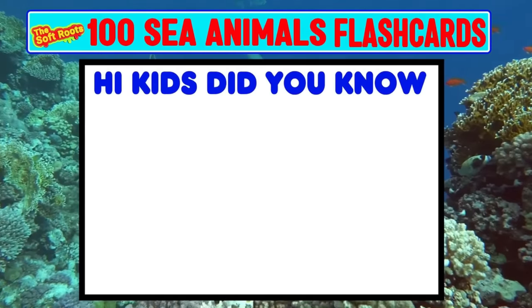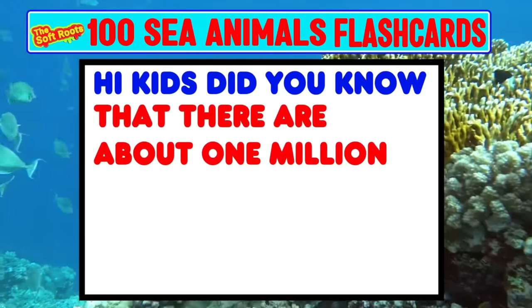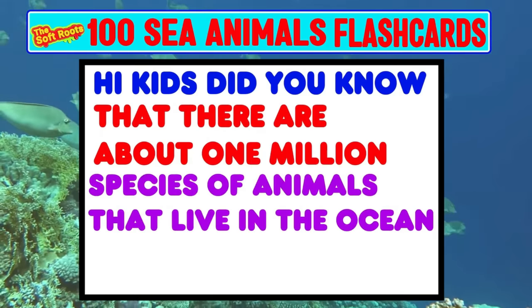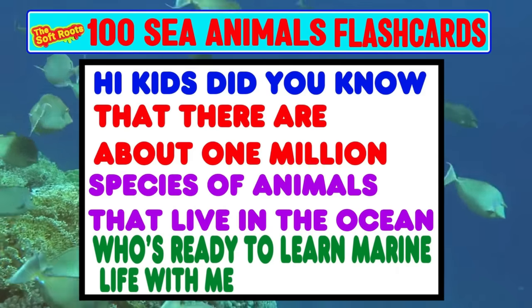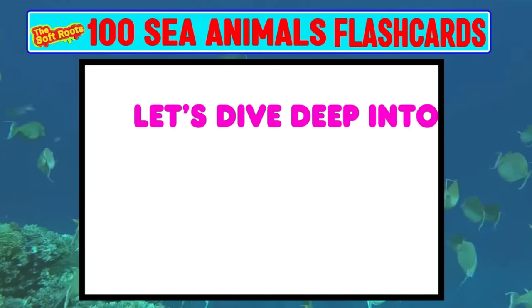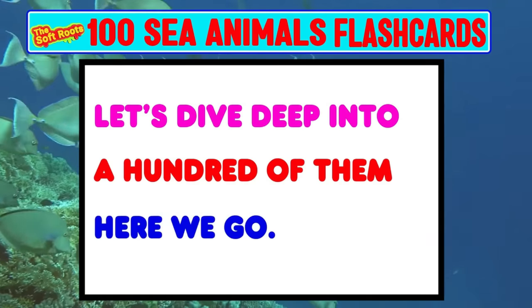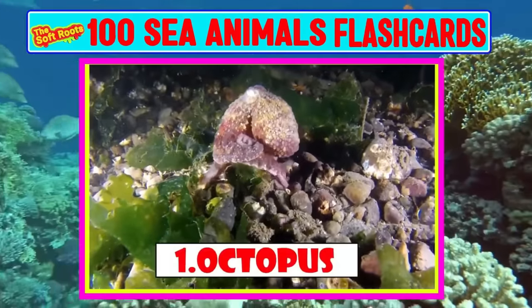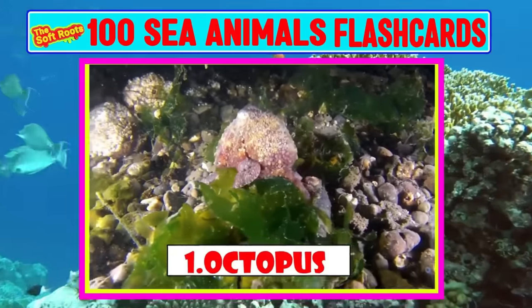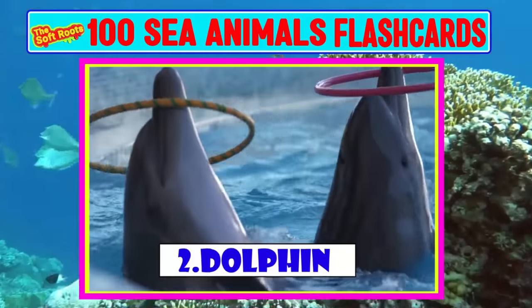100 sea animals flashcards. Hi kids, did you know that there are about 1 million species of animals that live in the ocean? Who's ready to learn marine life with me? Let's dive deep into 100 of them. Here we go! Octopus. Dolphin.